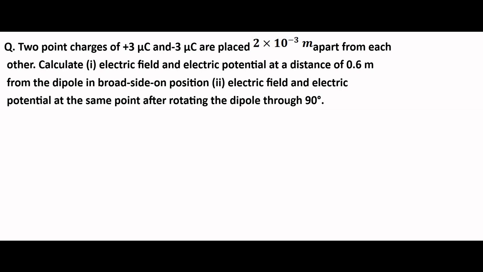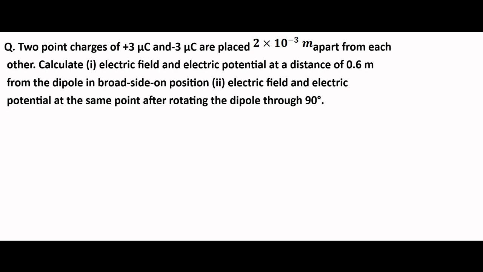So here is another question on electric potential. It is given that 2 point charges, plus 3 microcoulomb and minus 3 microcoulomb, are placed 2 into 10 to the power minus 3 meter apart from each other. Calculate the electric field and electric potential at a distance of 0.6 meters from the center of the dipole, along the broad side-on position, and the electric field and electric potential at the same point after the dipole is rotated through an angle of 90 degree.